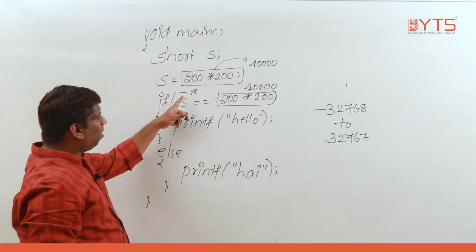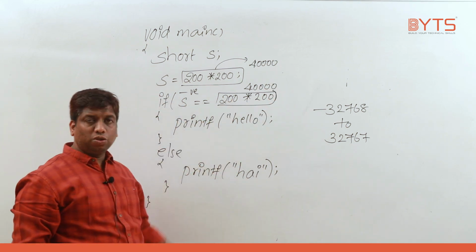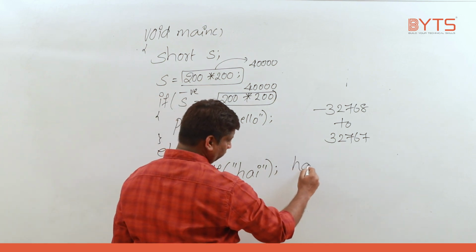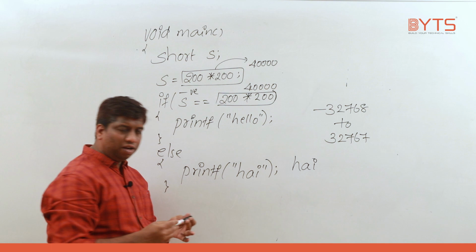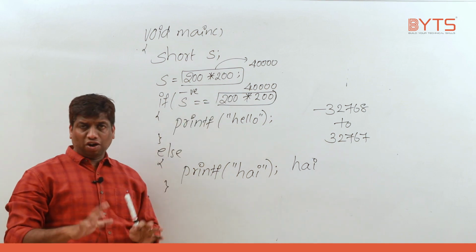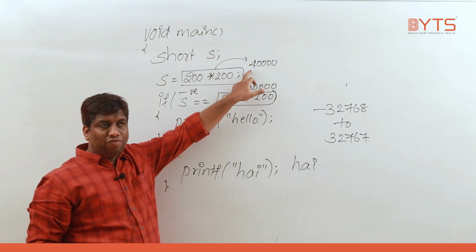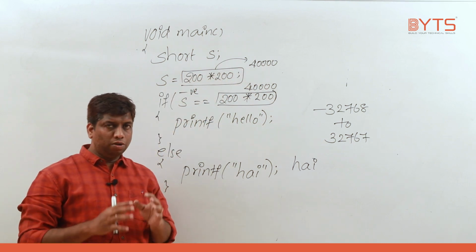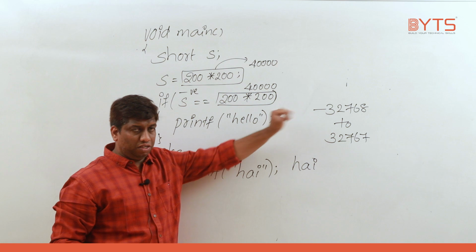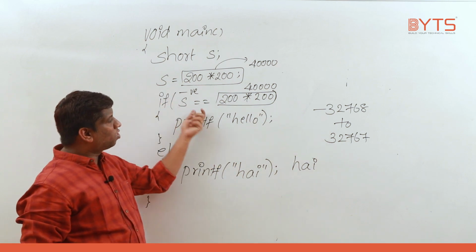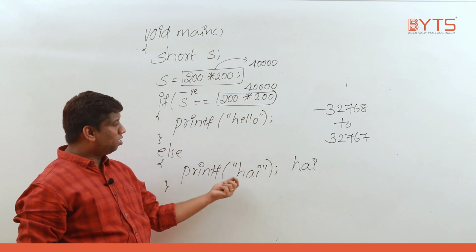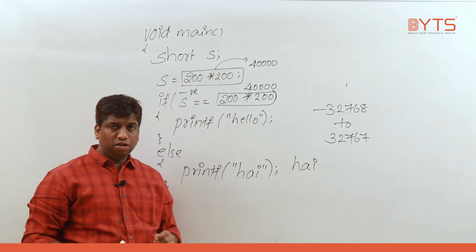Negative value equal to 40,000 is wrong. That is the reason we are going to get what here? High. So let me repeat again. 200 into 200 is 40,000. We know that. When we assign the 40,000 to s, it becomes a negative value. Why negative value? Because that is crossing the range. And the negative value is compared with 40,000. Negative value equal to 40,000 is false. That is the reason we are going to get the answer as high.